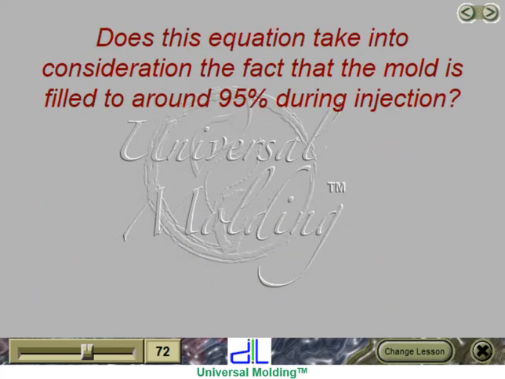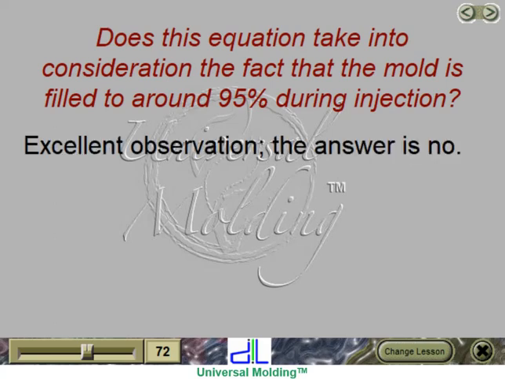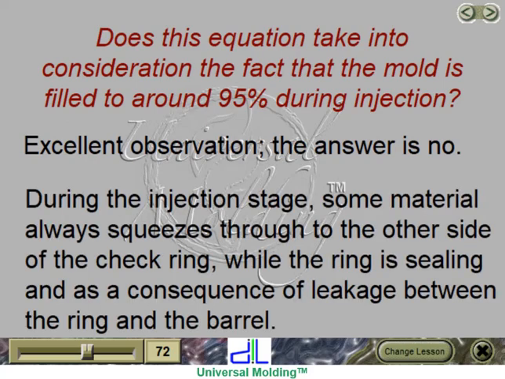Does this equation take into consideration the fact that the mold is filled to around 95% during injection? Excellent observation. The answer is no. During the injection stage, some material always squeezes through to the other side of the check ring, while the ring is sealing and as a consequence of leakage between the ring and the barrel.